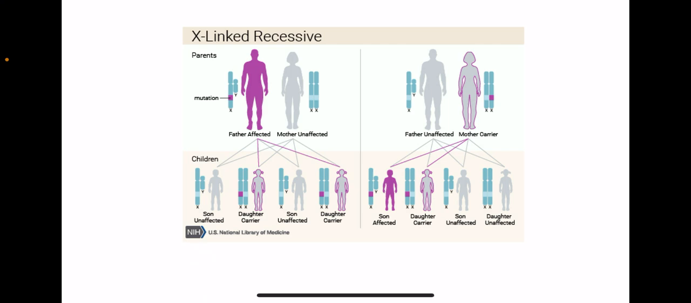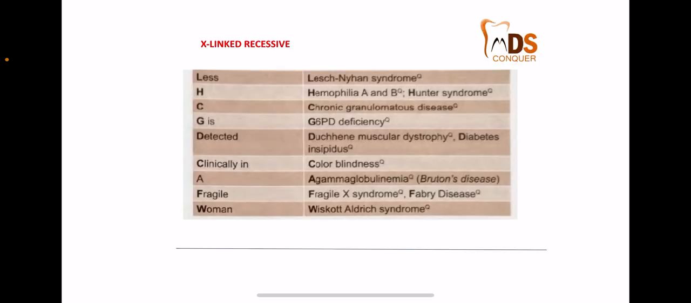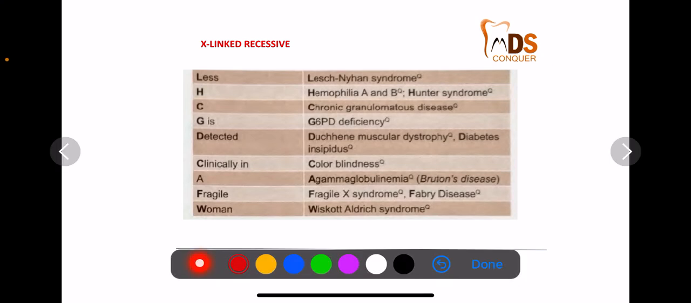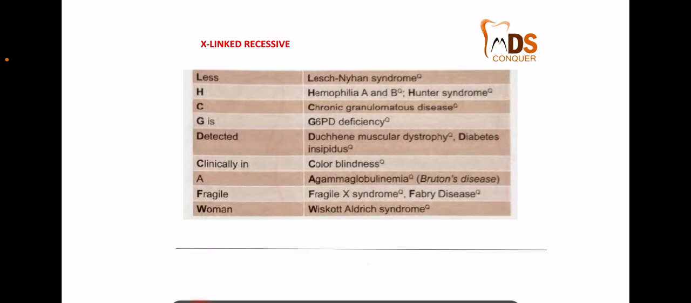So whenever you get genetics and the pattern of inheritance, do make sure that you put it on paper, and the correct pattern and the correct state of the inheritance also you need to know, and you have to put it correct. And these are the various X-linked recessive diseases, and this is the mnemonic for that. So less HCG is detected clinically in zygomen. So that is a mnemonic, and these are the various diseases. So just note each and every disease that is given here.